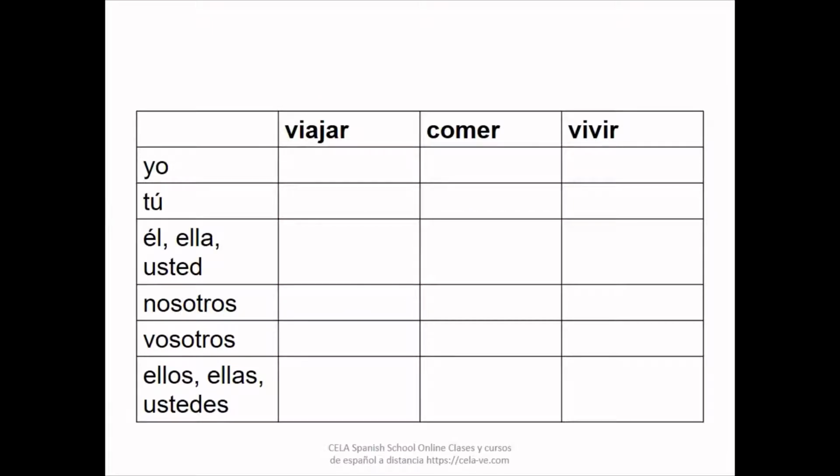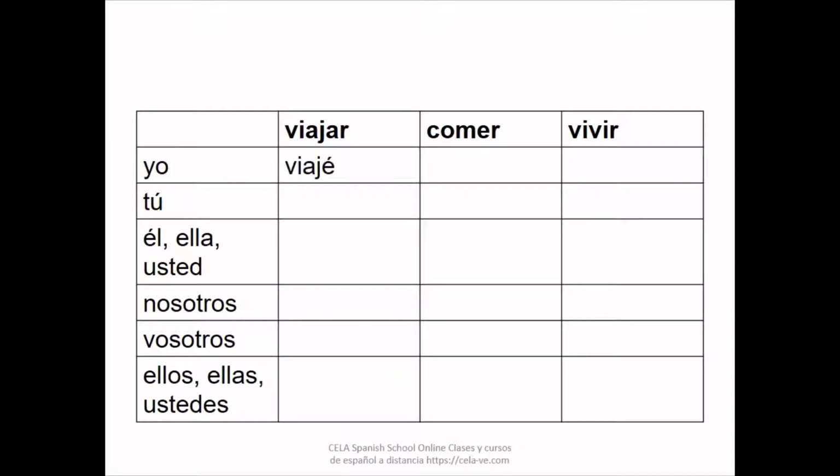As you know, in Spanish we have three groups of verbs. Verbs ending in ar, verbs ending in er, and verbs ending in ir. In this table, we have regular verbs from each group. We will conjugate the verb viajar, travel, in the past tense, pretérito indefinido.